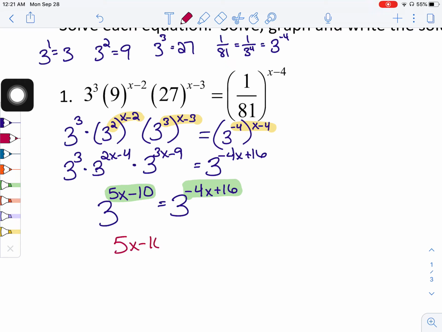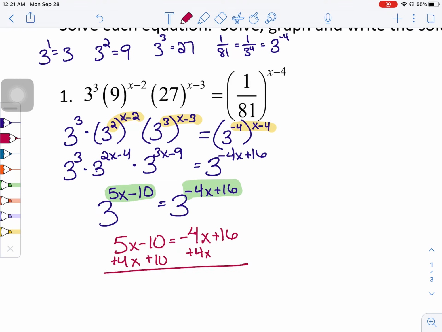So 5x minus 10 is equal to negative 4x plus 16. Okay, I'm going to add 4x to both sides. I am going to add 10 to both sides. So 9x equals 26, which makes x equal to 26 over 9.